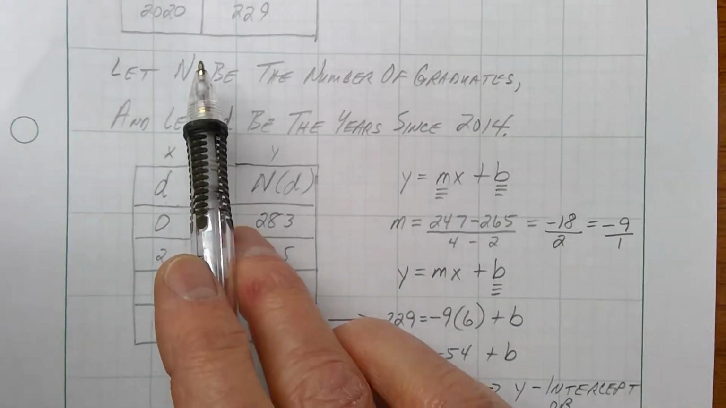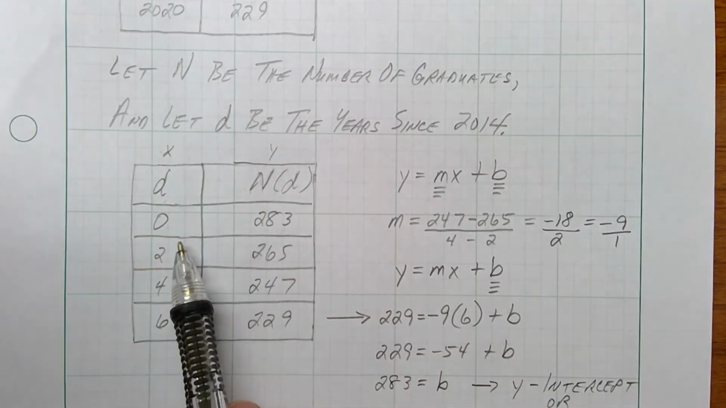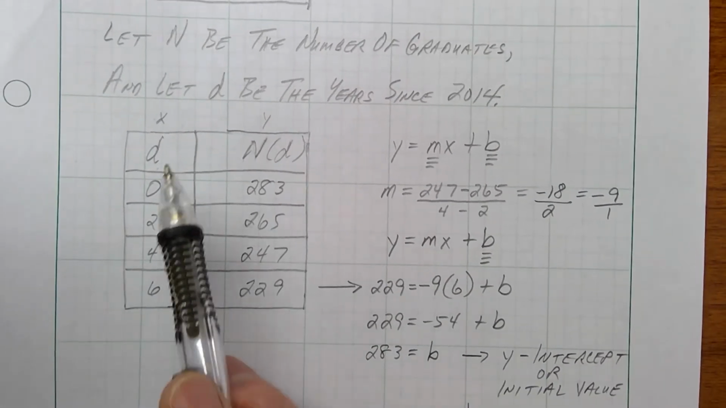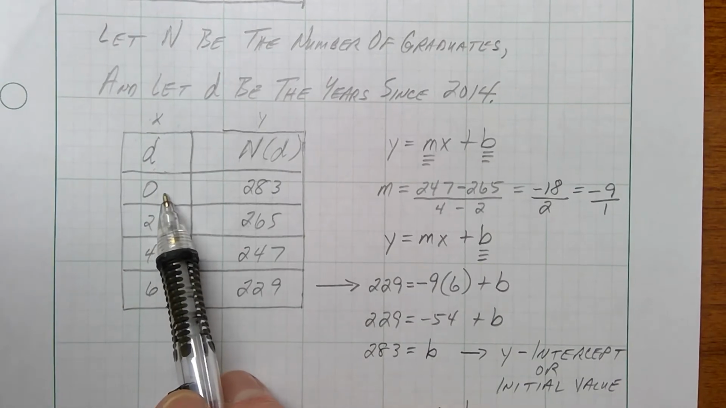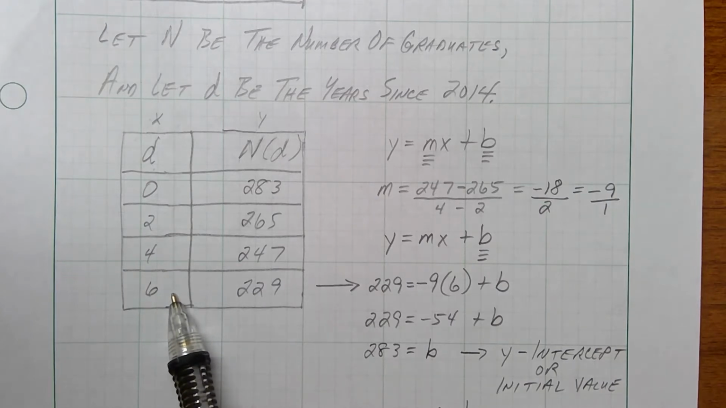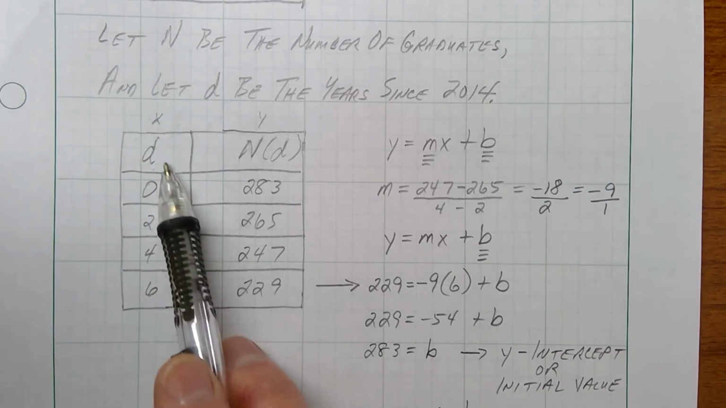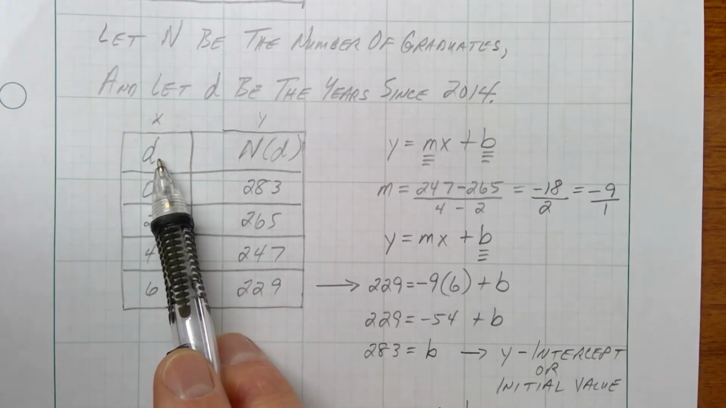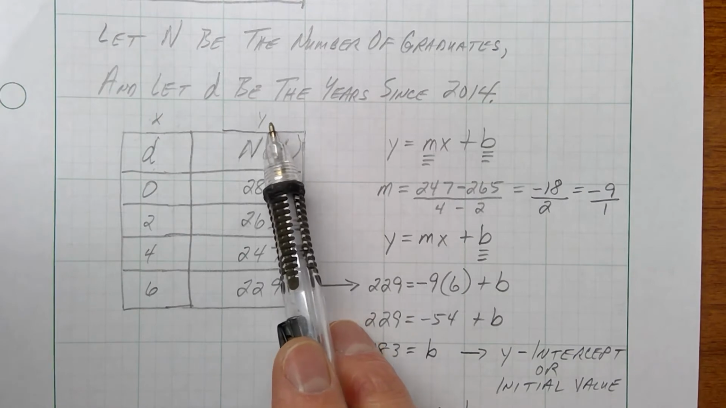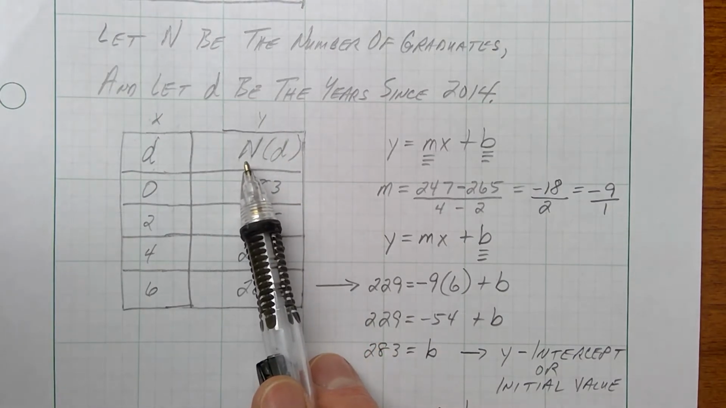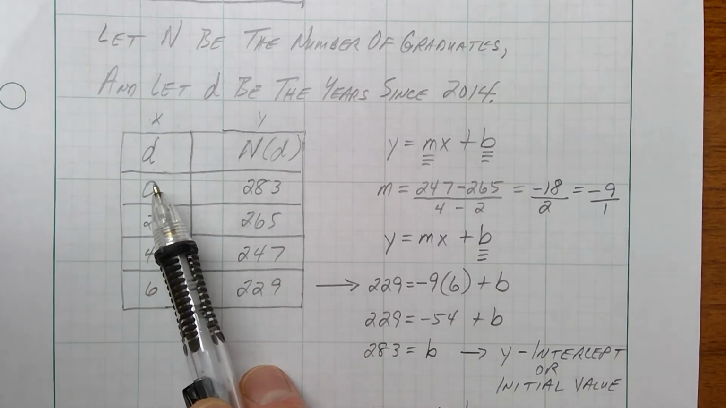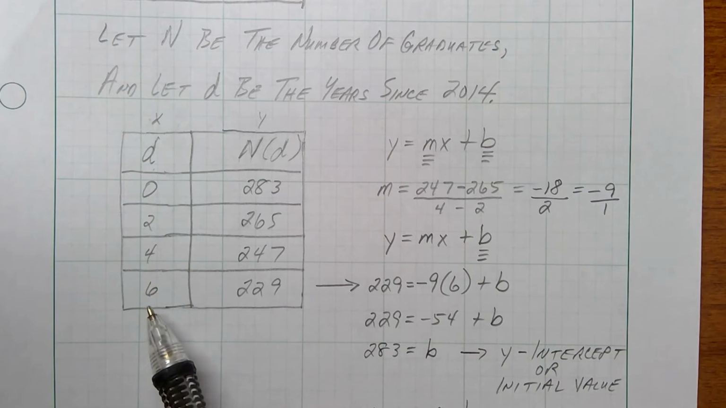So we're not going to use the dates. That's a trick they play a lot. They'll give you dates, but they really want you to use like 0, 1, 2, 3 or 0, 2, 4, 6. So 2014 is year 0, 2016 is 2 years later, 2018 is 4 years later, and 2020 is 6 years later. These are the numbers we're going to use in our X column, which we're going to call D. And then the year they graduated, we're not going to call it Y. We're going to say it's the number of graduates in terms of whatever D happens to be.